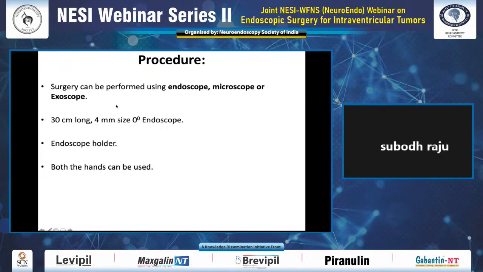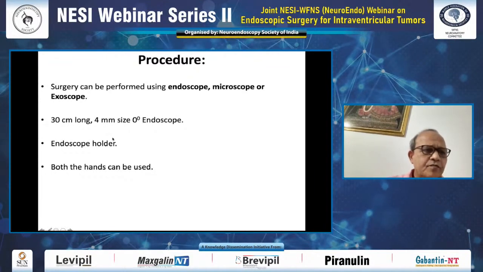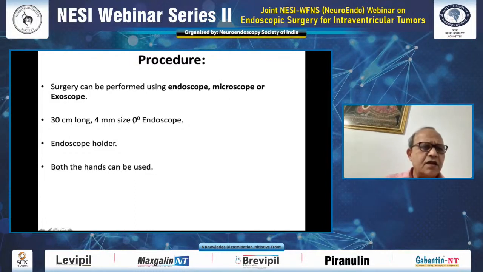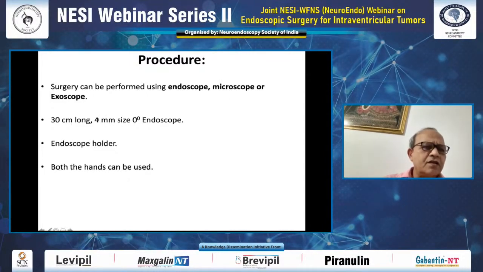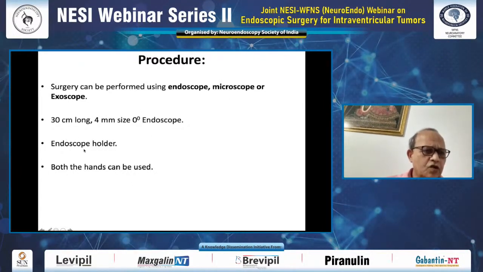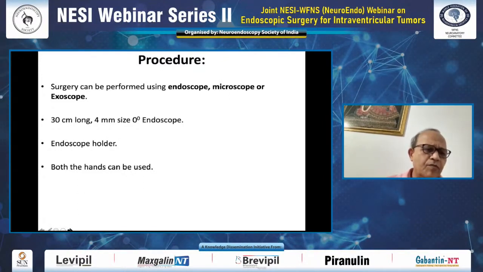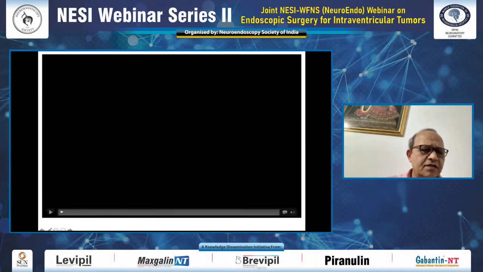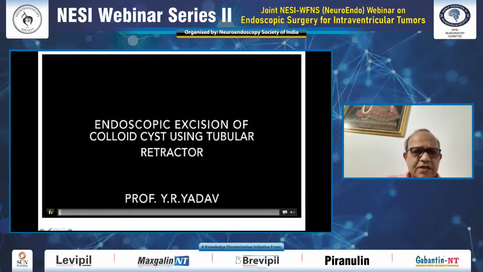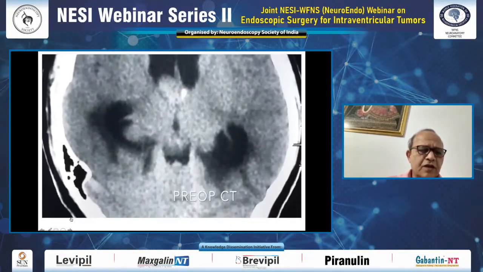The telescope which we use with the tubular retractor is a long one. It is 30 centimeter long, a 4 mm size endoscope, but you can use a thinner scope also with this. An endoscope holder is also used so that you can use both your hands for bimanual dissection. This is the short video of the colloid cyst which we removed using this tubular retractor.